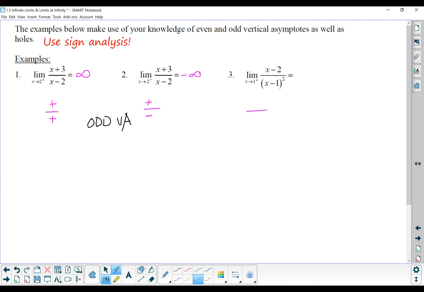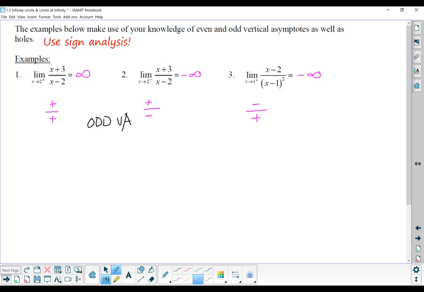So if I think about subbing in a number that is just to the right of 1, so like maybe 1.1, the top would take on the sign of negative because I'm subtracting 2 from a number that's close to 1. In the bottom, it kind of doesn't matter what number I'm subbing in there, right? Because whatever I do right here, I'm going to square it. So the denominator is automatically going to be positive. Because it's squared, it's always positive on the bottom. So our sign analysis tells us that we're going to have a limit of negative infinity.